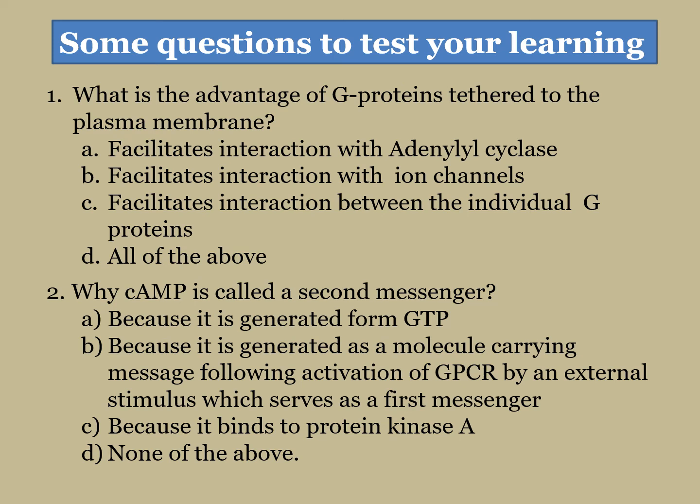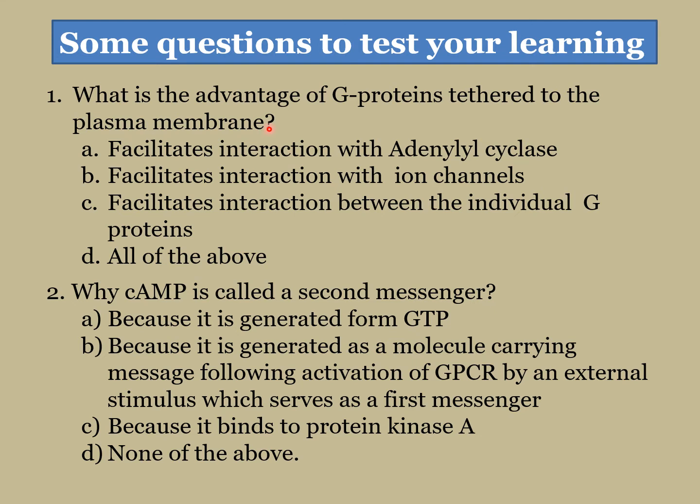Okay, so let's solve some multiple choice questions to test your learning. I'm not a big fan of multiple choice questions, but I think under the current situation, this is the best way to test your learning and get some feedback on your understanding of the topics. As it is a recorded video, I have the privilege to explain all the options and then justify the right answer. Now, first question, what is the advantage of G proteins tethered to the plasma membrane?